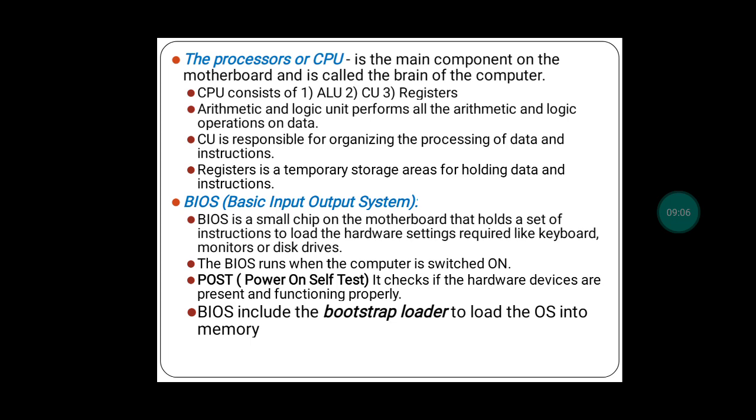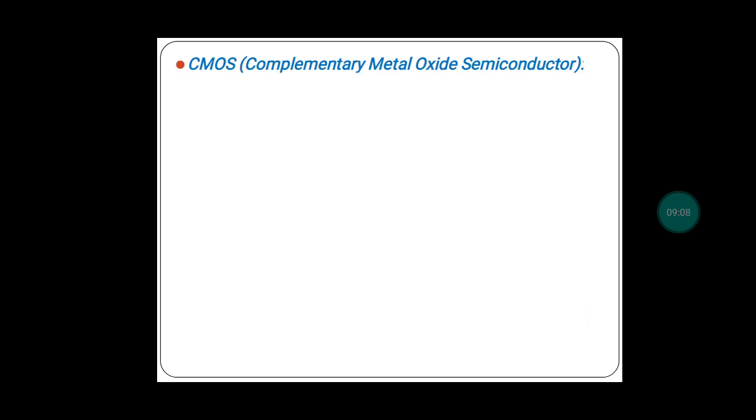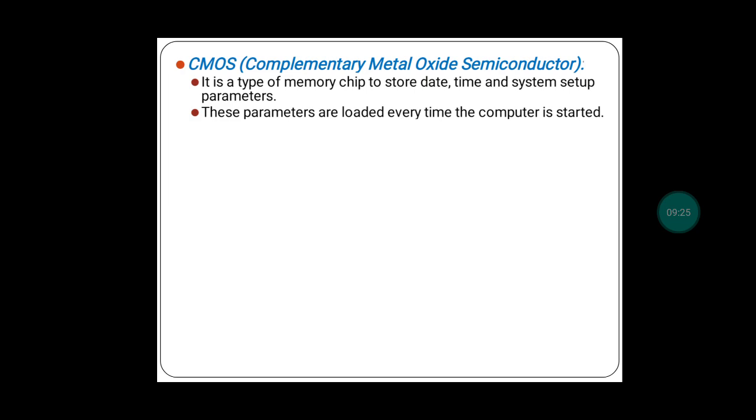Now moving on to the next component, that is CMOS. This is also very important. A question can be asked: expand CMOS. CMOS is complementary metal oxide semiconductor. It is complementary metal oxide semiconductor. So what is this CMOS? This CMOS is also nothing but one of the memory chips. Why is this used? This is used to store some of the system parameters such as date and time.